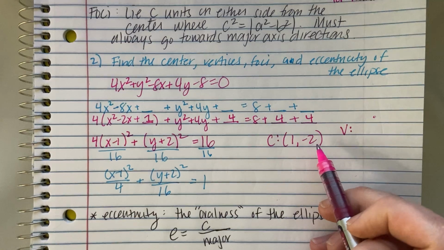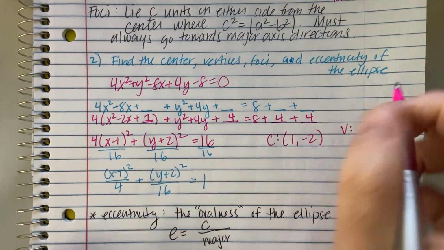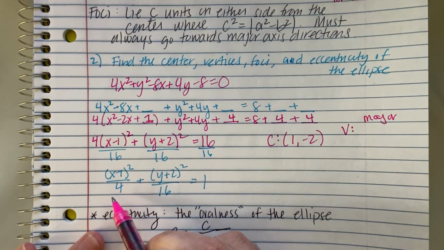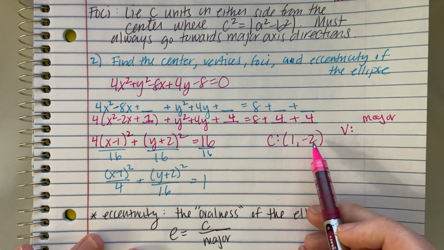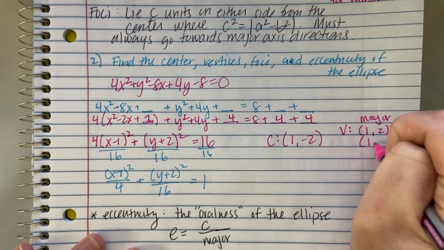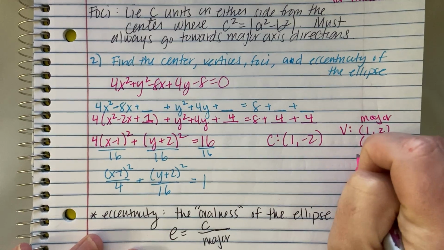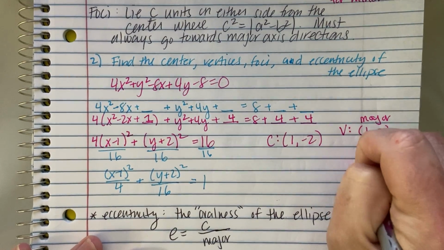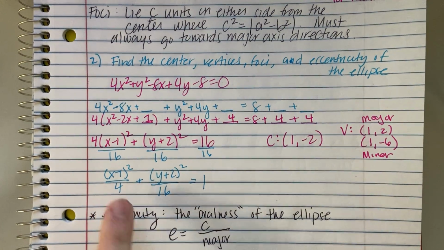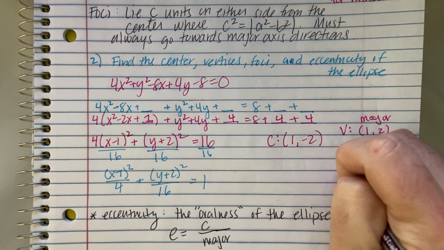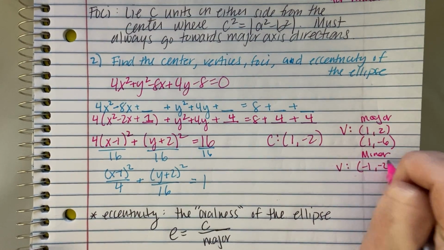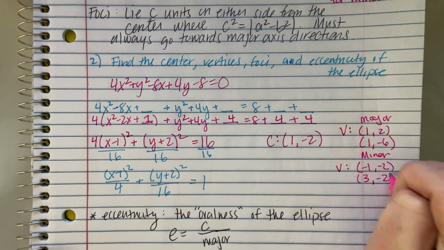So let's talk about my y points. My major axis vertices are when I go up or down 4, because that's bigger than 2 for x. So going up 4 from -2 would be (1, 2), and going down 4 is (1, -6). For the minor axis, I would go 2 to the left and right in the x direction. So it's from (1, -2), which would be (-1, -2) and (3, -2).